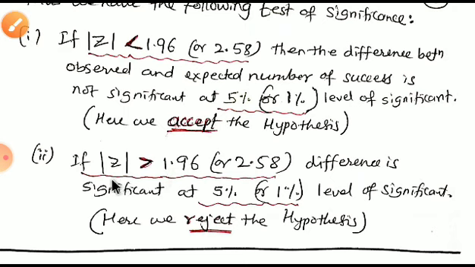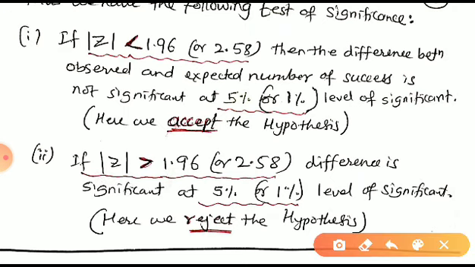Similarly, if modulus of z is more than 1.96 for 5% level of significance, we reject the hypothesis. And if modulus of z is more than 2.58, then at 1% level of significance, we reject the hypothesis.